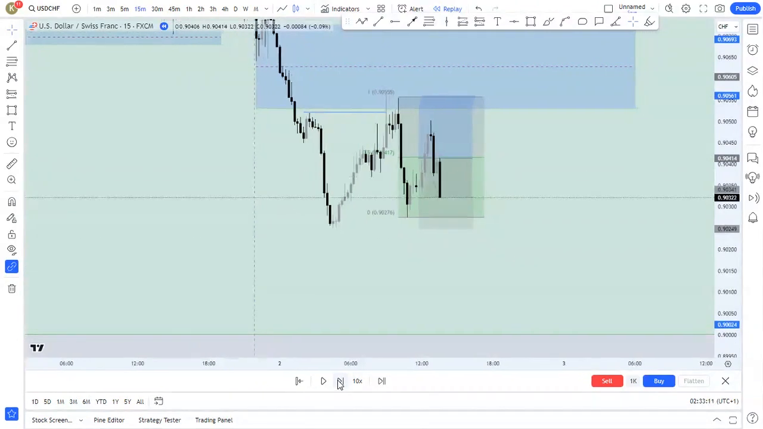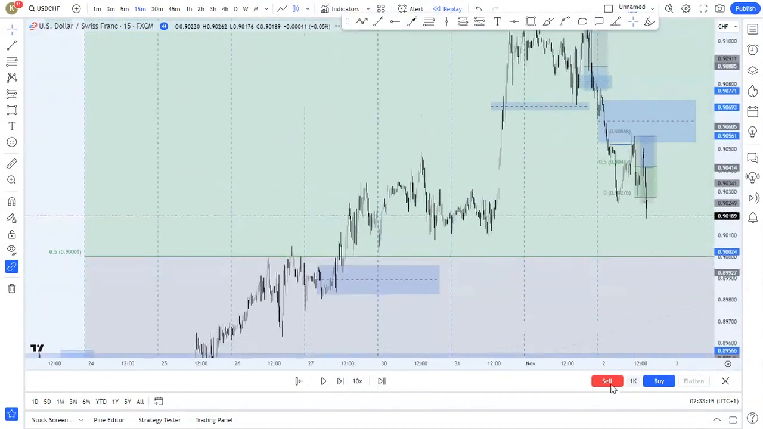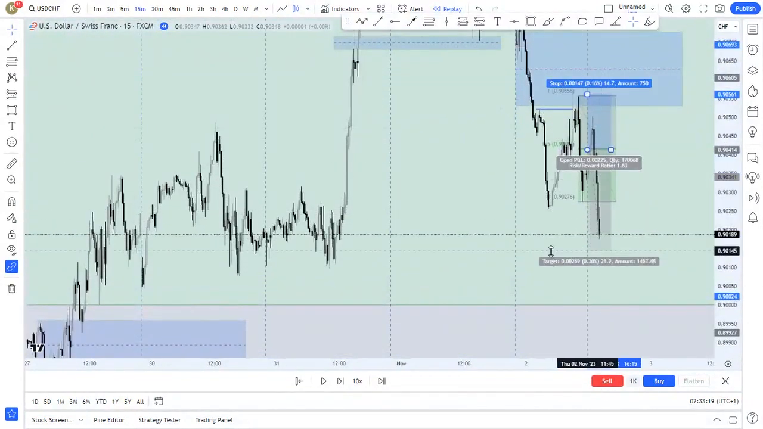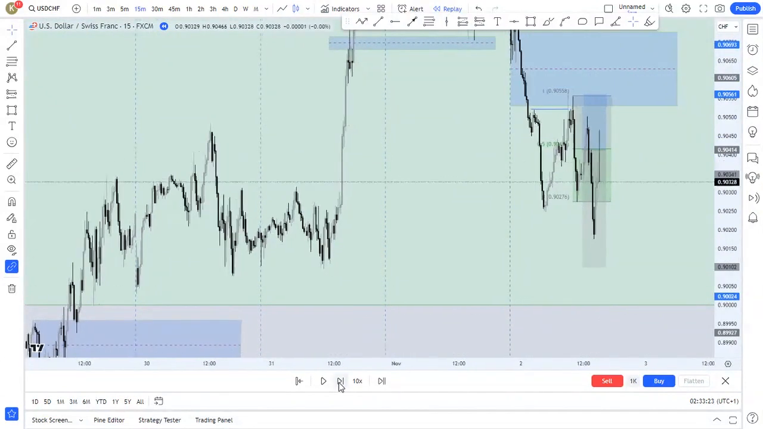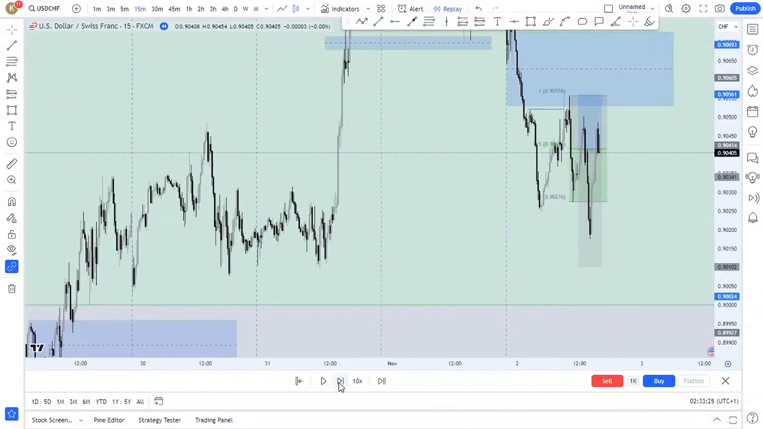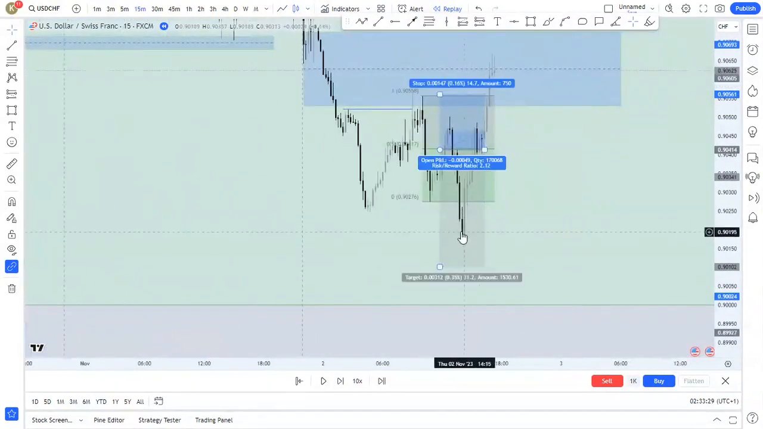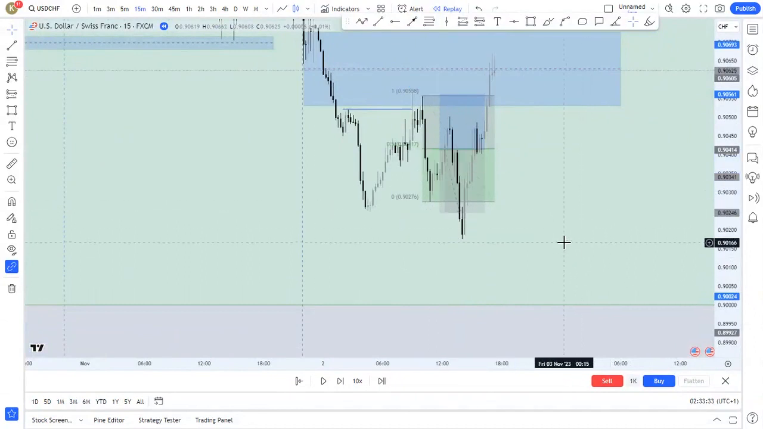Let's see. Okay, it just hit the DOL pretty quick, and you can decide to set your TP there, or another one longer. But the further it is, as you can see, this is reversing. The further the TP, the more likely it is to get triggered, because it's far.